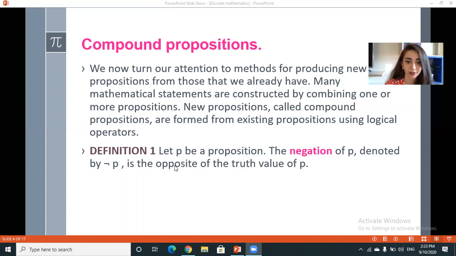So, first definition, let P be a proposition. Okay, it means that we can say yes or no to P. The negation of P, denoted by this sign, look at the sign, please, or you can write it like that, is the opposite of the truth value of P. It means that if P is true, the negation of P should be false. What did I mean? Let's find out.